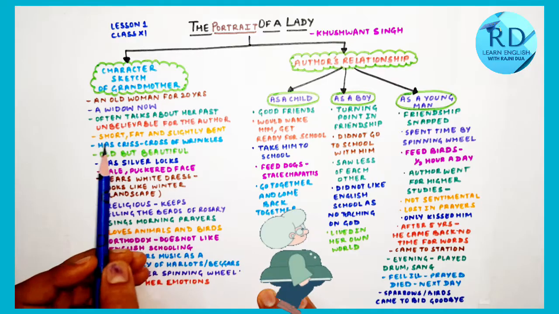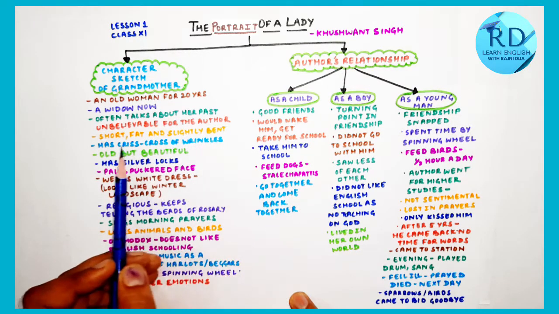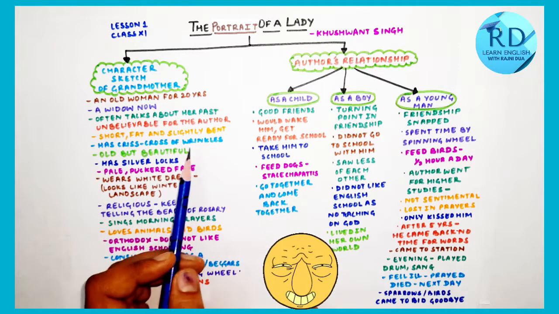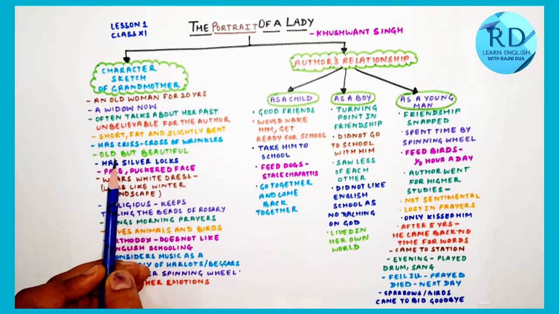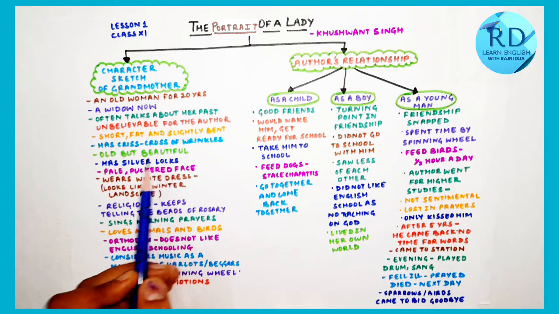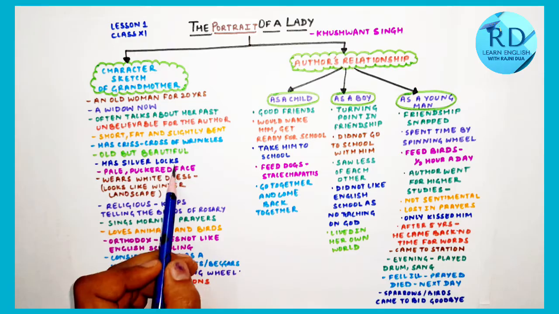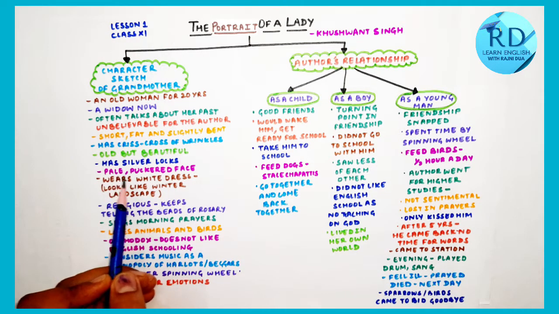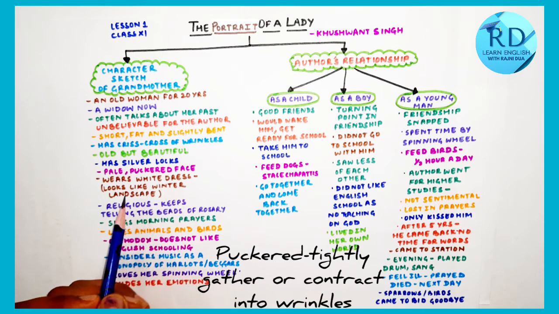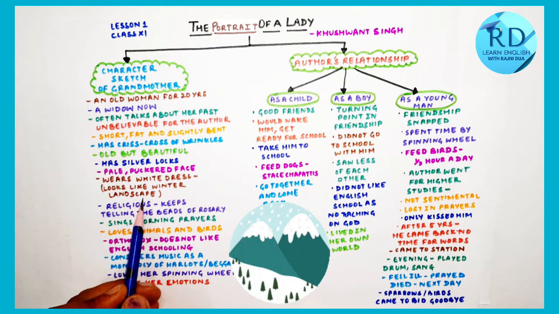His grandmother is a short, fat and slightly bent woman. Her face is a crisscross of wrinkles. That means her face is completely wrinkled. She's old, not pretty at this point of time, but she's beautiful. She has white silver locks. That means white hair. Her face is pale, puckered, and she wears a white dress, and the author compares her to a winter landscape.